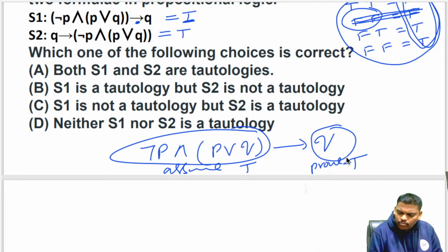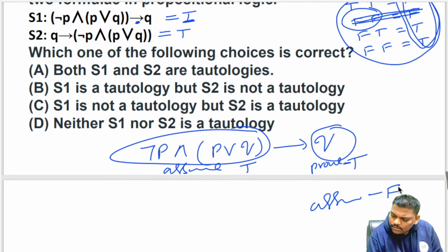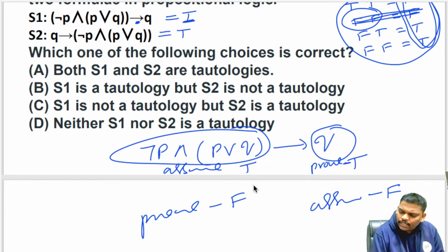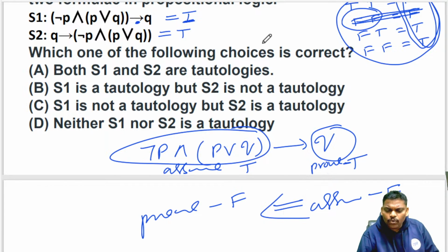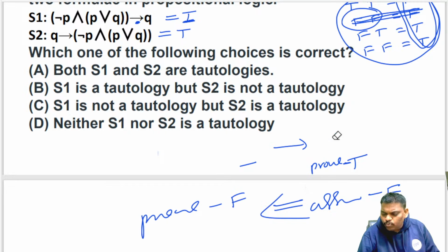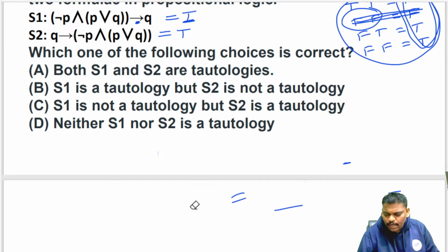One more choice is to assume the right side is false, and then prove that the left side is also false. These are the two possibilities, and I will try whichever model you like. I am trying the first model. To prove an implication is a tautology, by assuming left as true, prove right as true, or by assuming right as false, prove left as false.